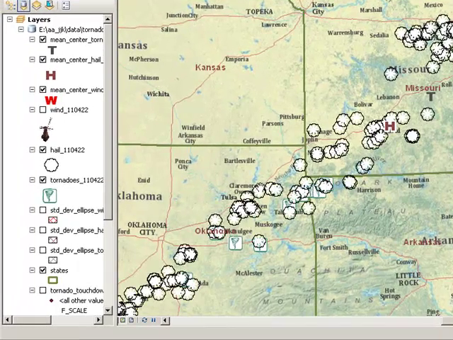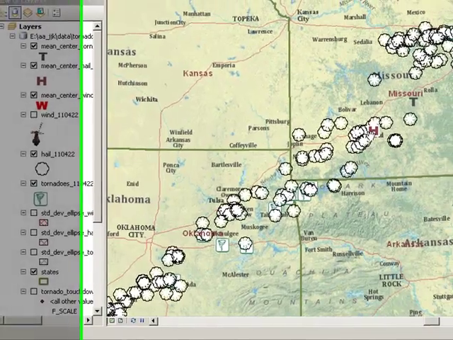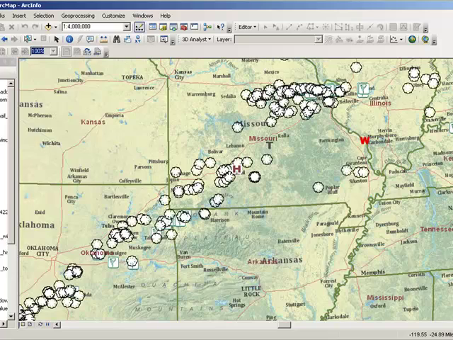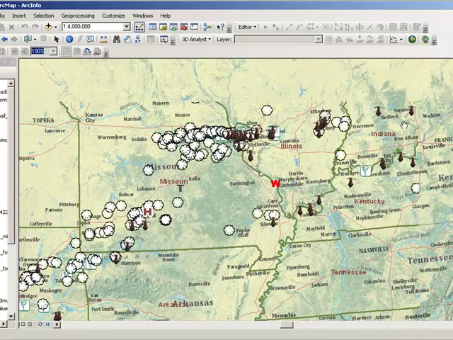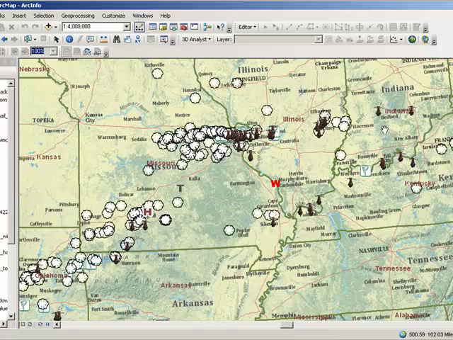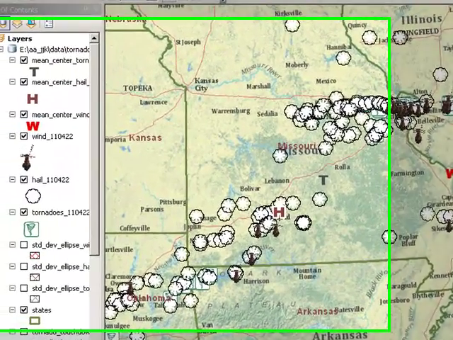Well, because there were quite a few hailstorms down here in southwest Oklahoma, and that pulled the hail mean center that way. In terms of wind, there were quite a few windstorms reported that day out here in Indiana and Kentucky, so that pulled the wind mean center over that way.